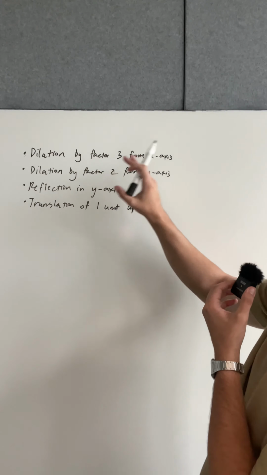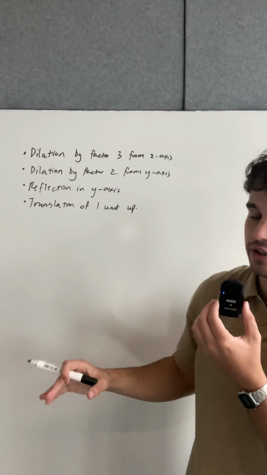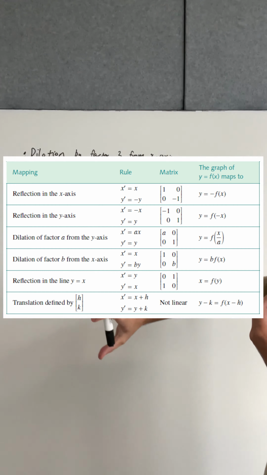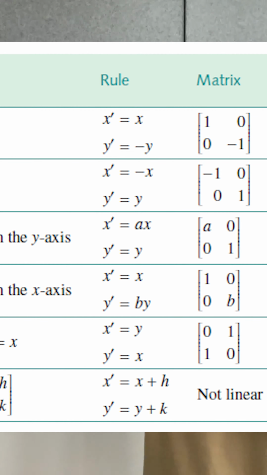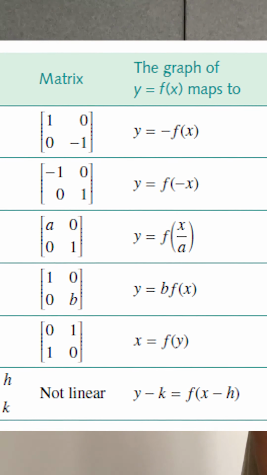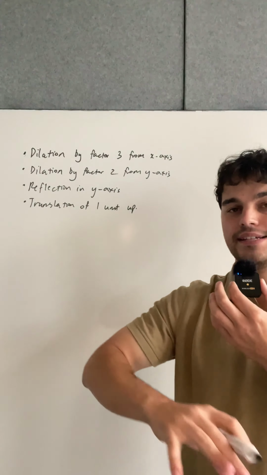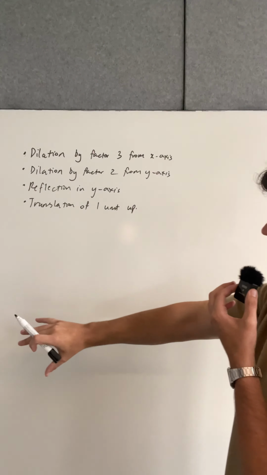We have a dilation from the x-axis, a dilation from the y-axis, a reflection in the y-axis, and then a translation of 1 unit upwards. So on the screen, you can see this table, which represents all of our transformations, the x dash and y dash representations, but then in the last column, we actually have the functional representation of these transformations. And this is the shortcut to get any set of transformations or any image after transformations perfectly easily.